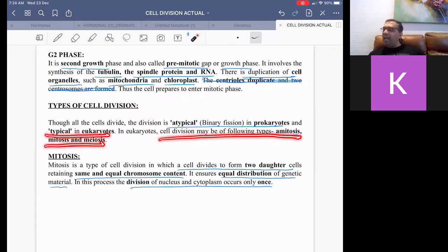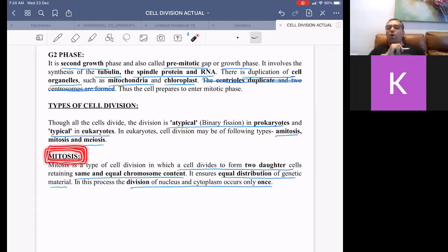So actually चार टाइप के सेल डिवीजन देखे हमने. Binary fission in case of prokaryotes bacteria, which is atypical, and typical in eukaryotes, multicellular organism, in which you have amitosis, mitosis, and meiosis. Let's do amitosis, mitosis, and meiosis. Today we will focus on the type of cell division called as mitosis. इसके ऊपर focus करते हैं.